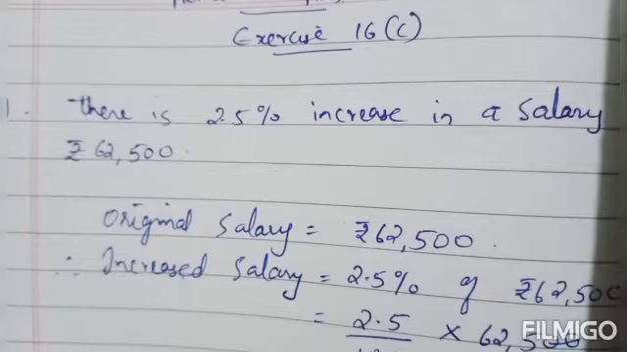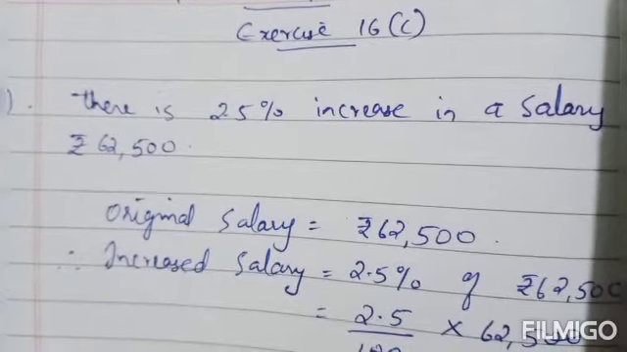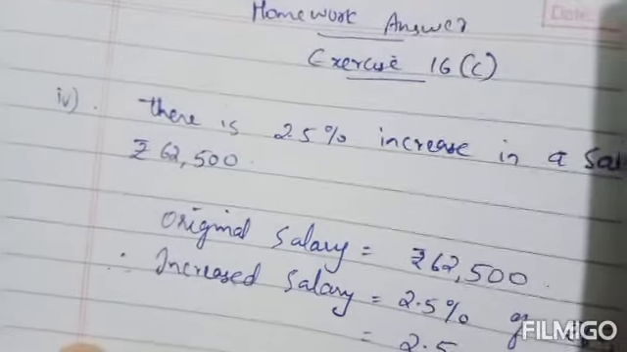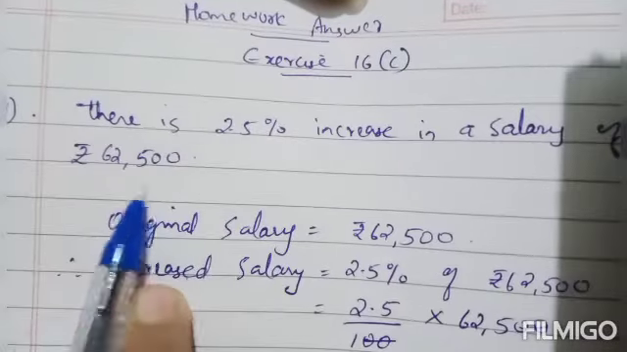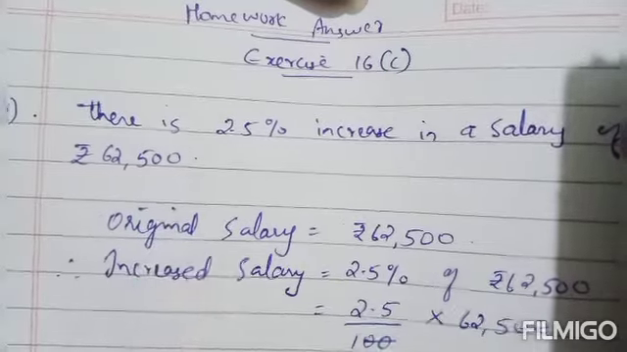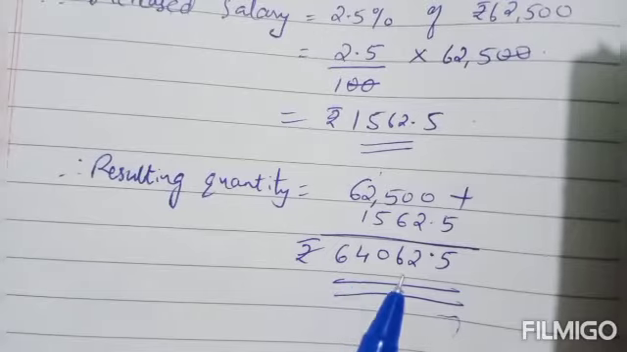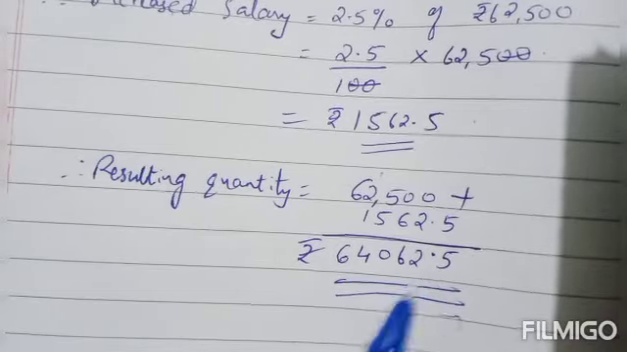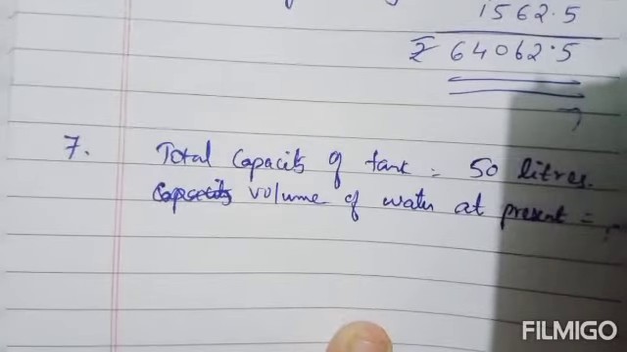So we have been discussing chapter 16, exercise 16C. So let's discuss homework answers first. Fourth question. Find the resulting quantity when there is a 2.5% increase in a salary of rupees 62,500. So the resulting quantity you will get is rupees 64,062.5.